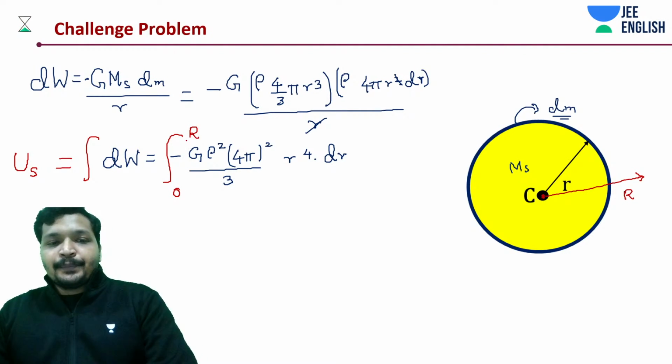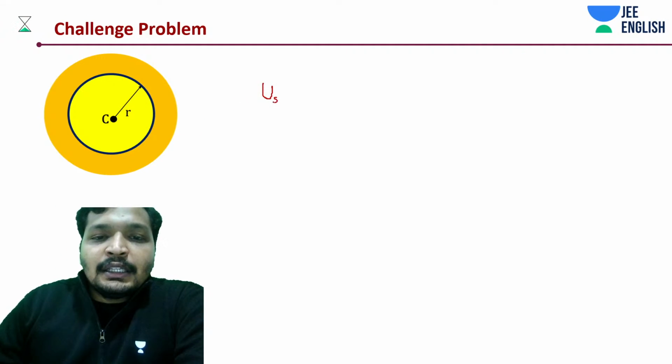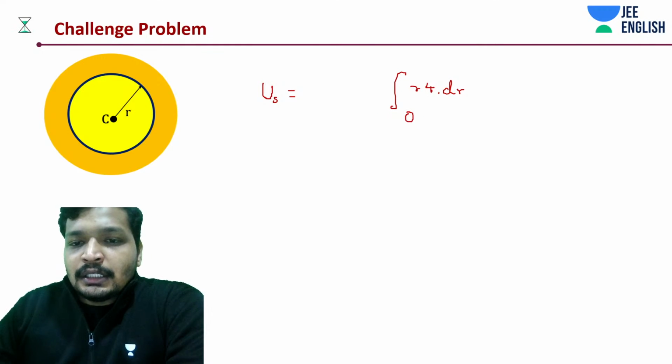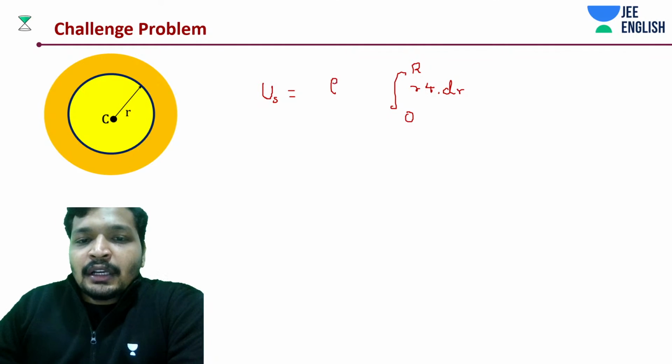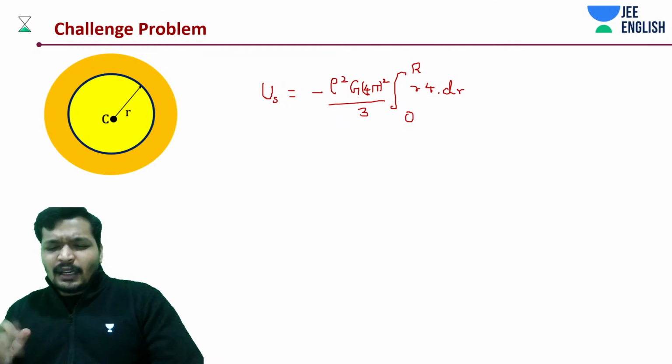That's it. So yes, we will be integrating the term, forgetting the dw. And there you go. R to the power 4 dr, that is what we are supposed to integrate. This is going to go from 0 to capital R, and you will be having a rho square minus g 4 pi whole square by 3. Are we missing something?